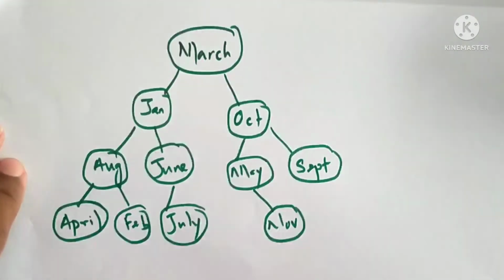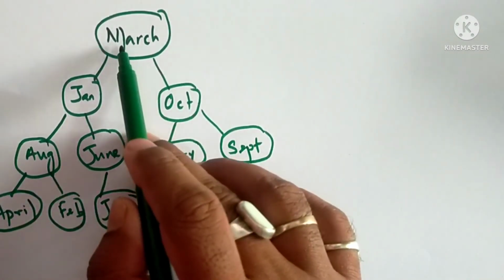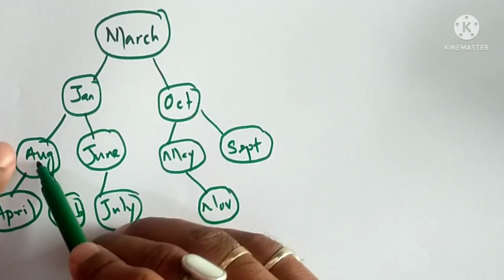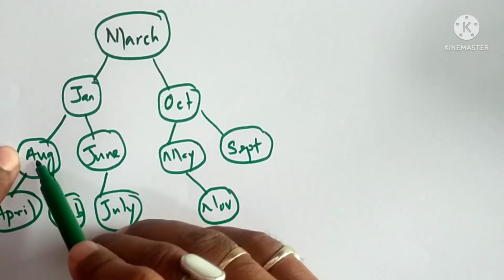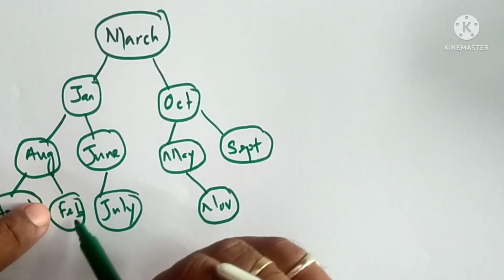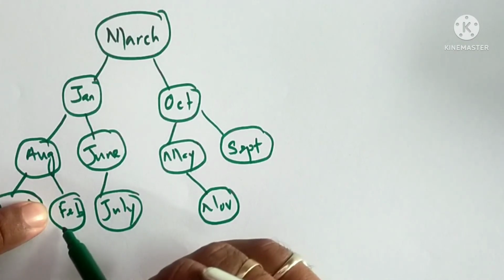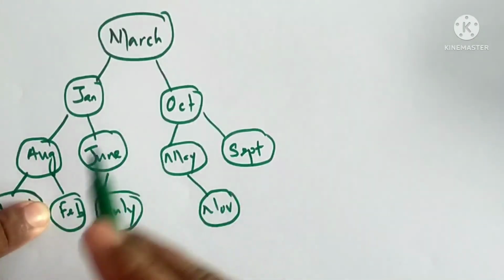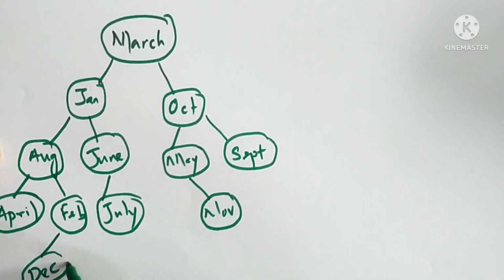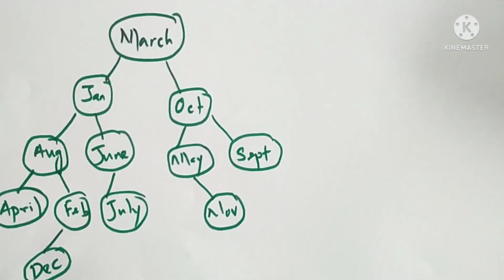If you insert December, D is less than M. So D is less than J. We move to August. August is less than December, so we move towards the right. The right child is February. February starts with the letter F and December with D. So F is greater than D. So December, which starts with D, will be inserted as the left child of February. Now you measure the balance factor of each node.